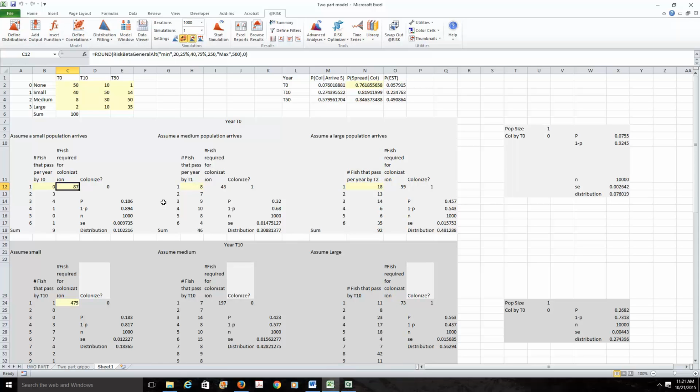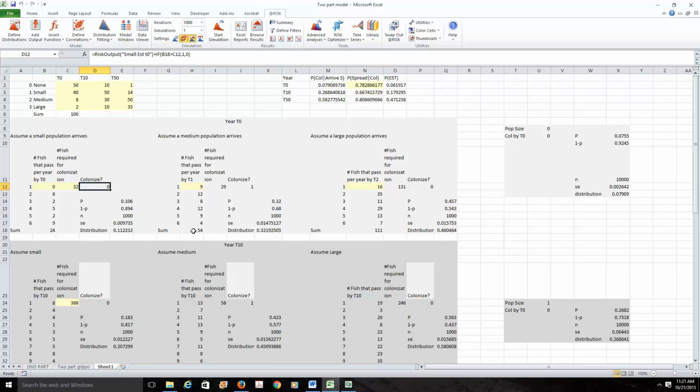So when I hit F9, you can see different possible thresholds. So what we do is we take the sum of fish that actually get through in the 6 years leading up to time T0, and compare that to the number of fish required for colonization. If this number here, the sum, is bigger than this number here, the number of fish required, then over here we have colonization, yes or no. A 0 means no, we did not have colonization in this circumstance.